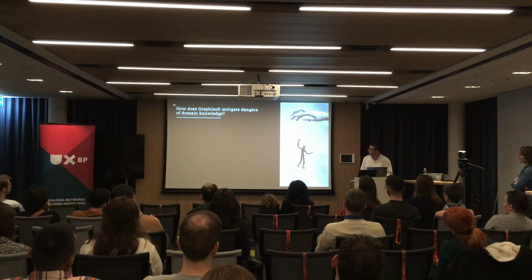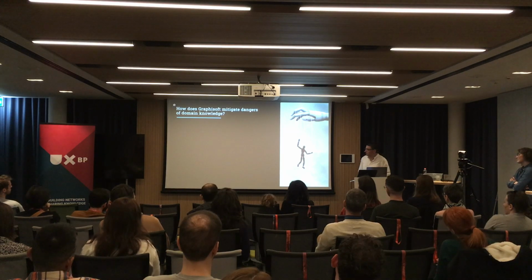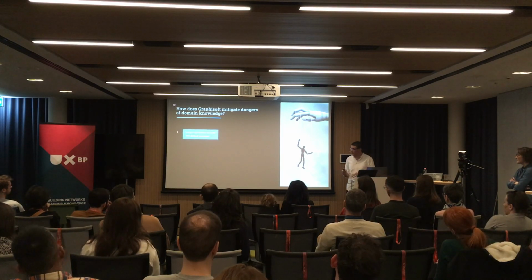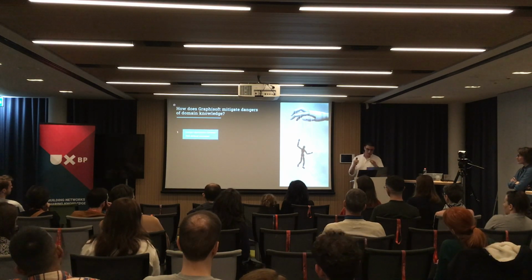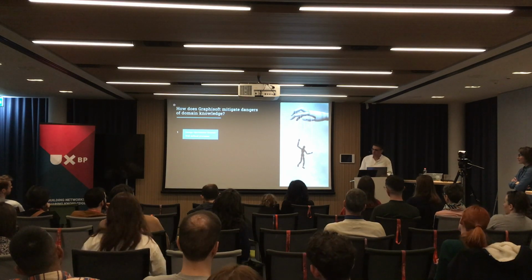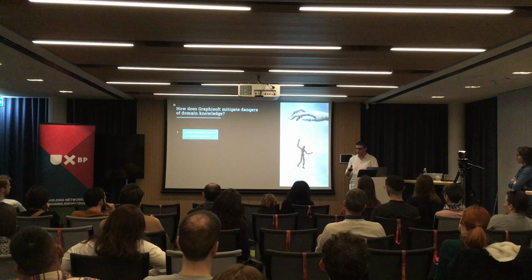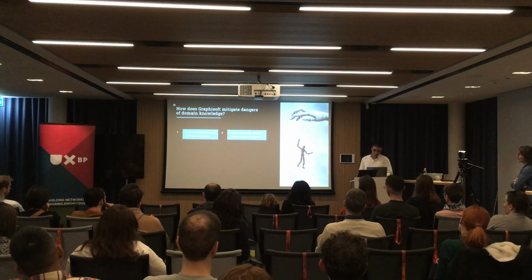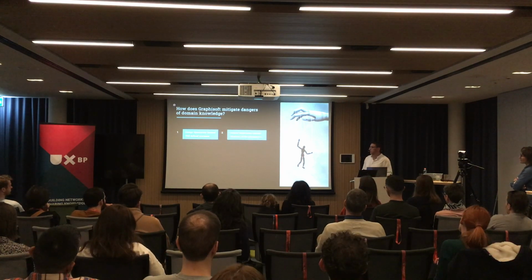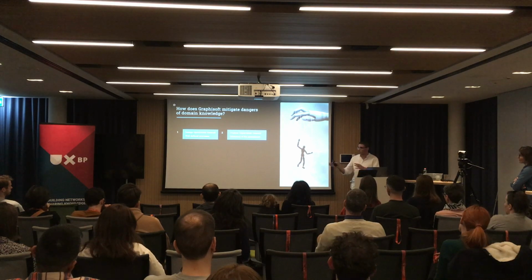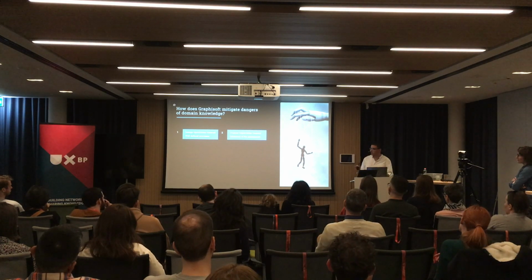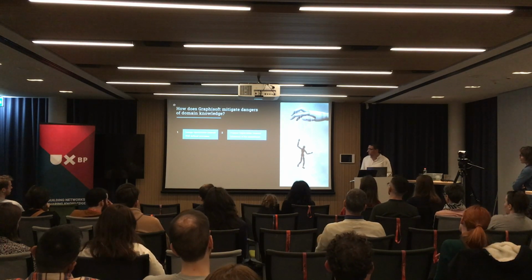So how does Graphisoft mitigate these dangers? First, we have the Design Operations Council. Their responsibility is to define processes in a way that mitigates these risks. We also have the Product Experience Council. Mainly, it's about the coherency of the experiences across multiple products.